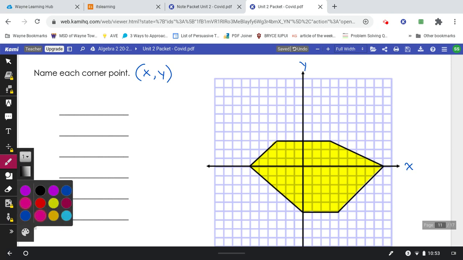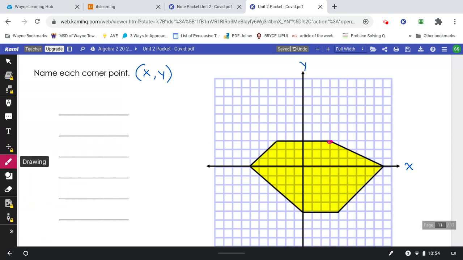So I'm going to start with just this one over here. All right, that point looks like it's over 3, up 3. I'm just going to go around. You can do these in any order. That point would be over 9 and up 0. Take a moment and see if you can figure out what the rest of these corner dots are. I'll give you just a second.